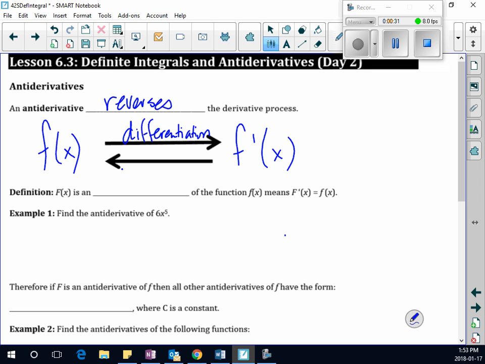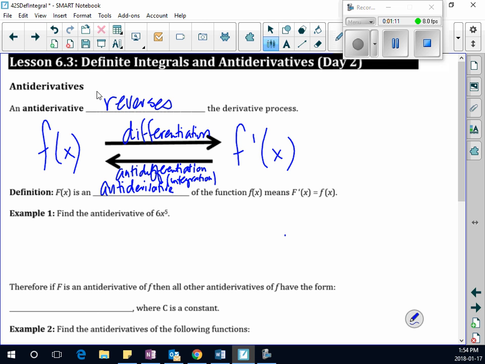And anti-differentiation, which is another word for integration, reverses the process. So you figure out what your original function was, okay? So capital F prime of x is an antiderivative of the function f of x because capital F prime of x equals f of x.